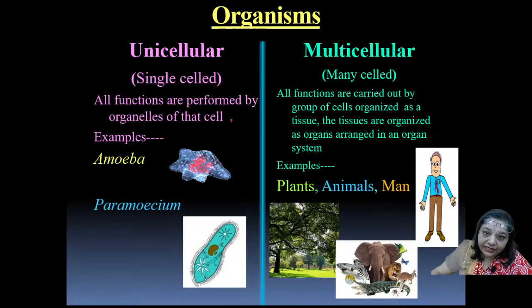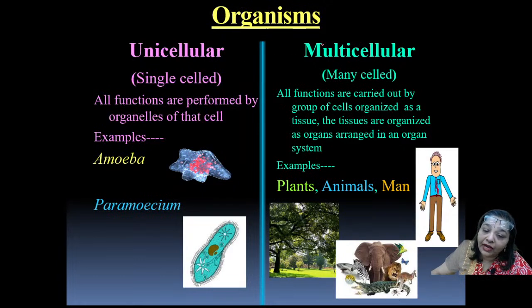So these organisms may be unicellular or multicellular. Unicellular organisms are single-celled organisms. That is, all the functions are performed by the small organs called organelles of the cell. For example, you find amoeba, paramecium, all these are unicellular organisms, right?